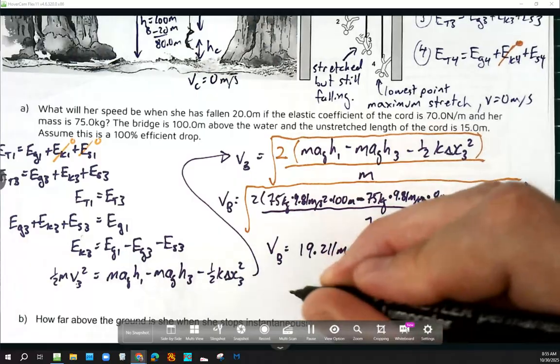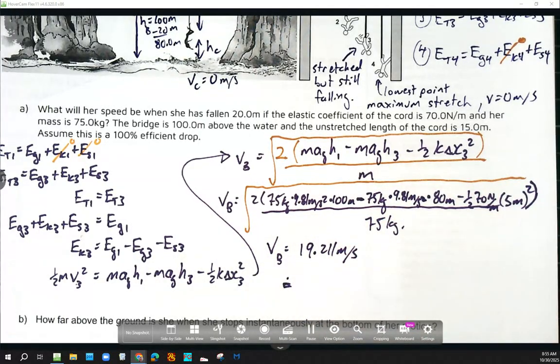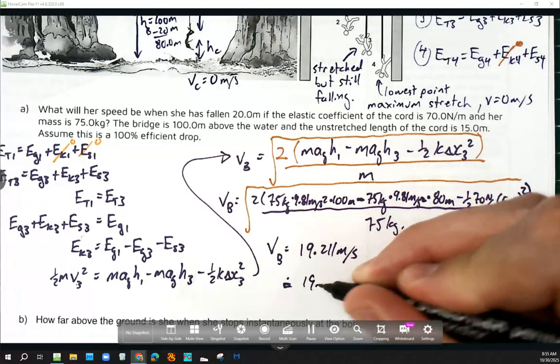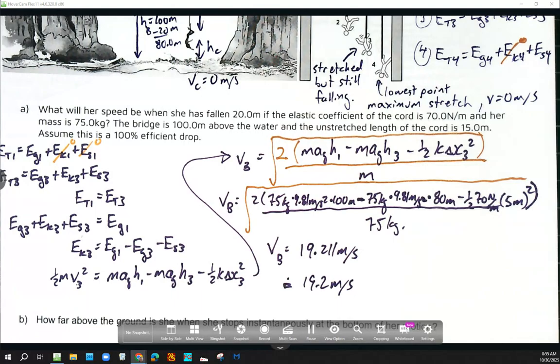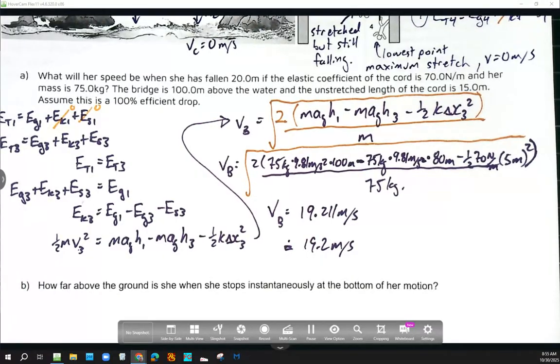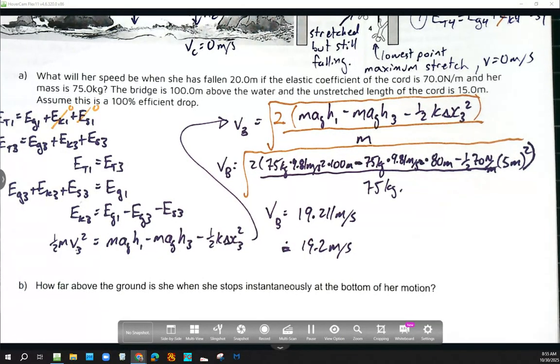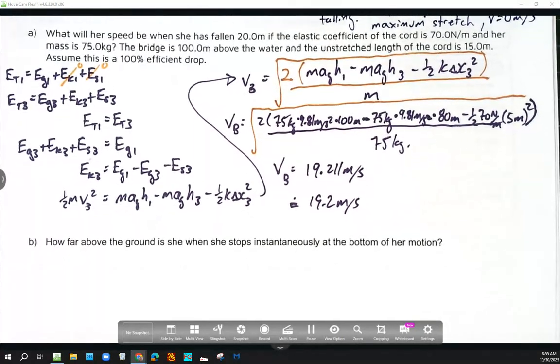All right, so approximately, oh, how many sig figs do we have here? 3, it looks like. So about 19.2 meters per second. And that's pretty fast. But really, this is a little bit of bookkeeping. We're keeping track of critical points and pulling it all together. 3 different types of energy being conserved.